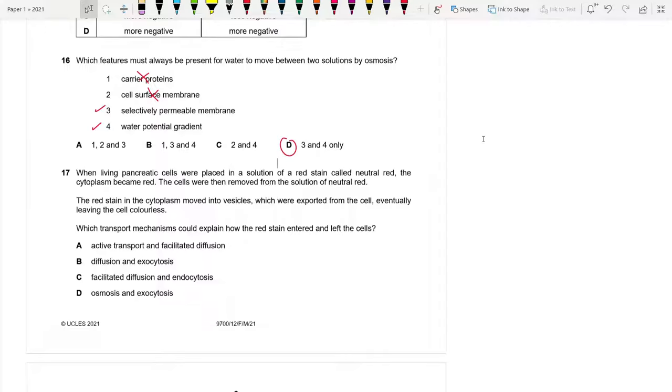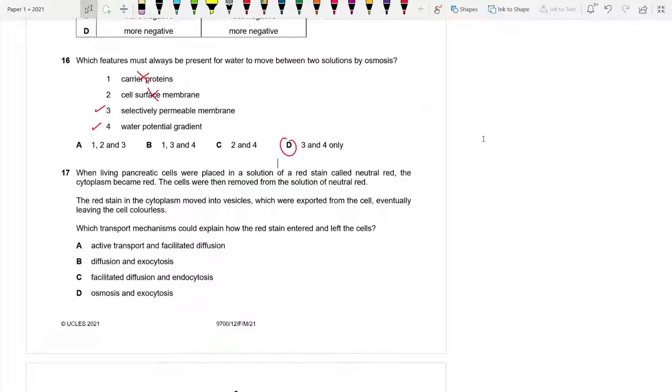We use living pancreatic cells. Now, the cytoplasm became red because red moved into the cytoplasm. The cells were then removed from the solution of neutral red. The red stain in the cytoplasm moved into vesicles which were exported from the cells, eventually leaving the cell colorless.